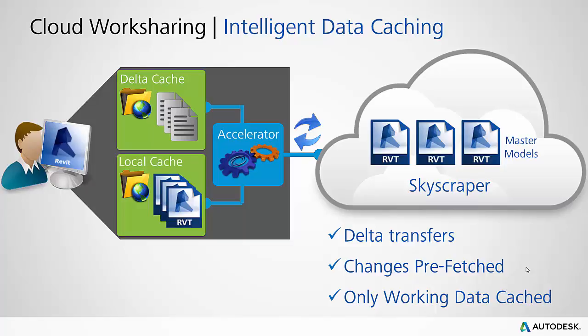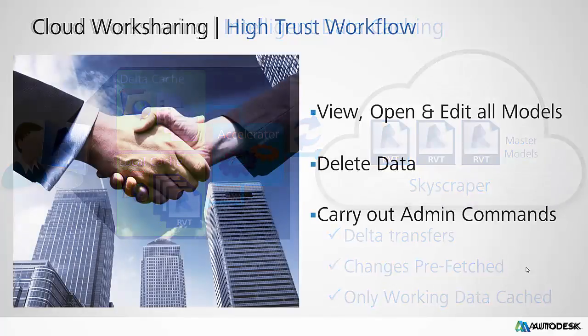Cloud worksharing pushes the first initial file to Skyscraper, to the cloud, and then there'll be a local copy on the user's machine, the cache version. As that person makes changes to that model, it sends delta caches across the accelerator to the cloud model. So it's not setting up the entire model at the same time.